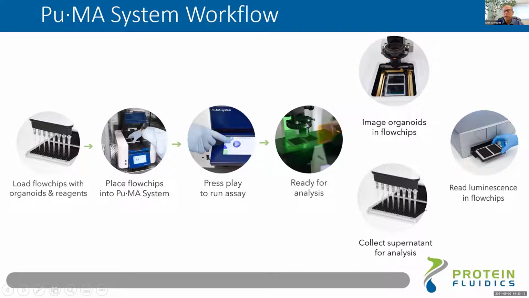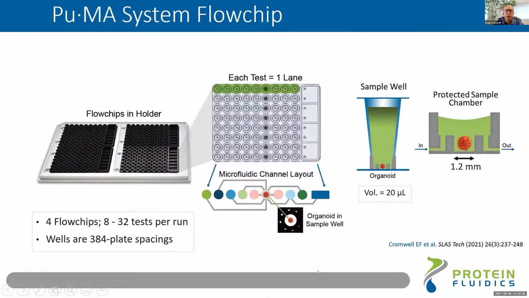And then you can do imaging and read luminescence. I mentioned supernatants for ELISA or mass spec analysis. So it has a lot of flexibility in how you can then do that analysis.